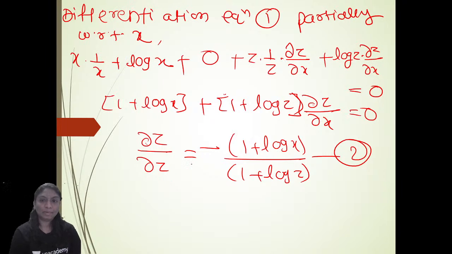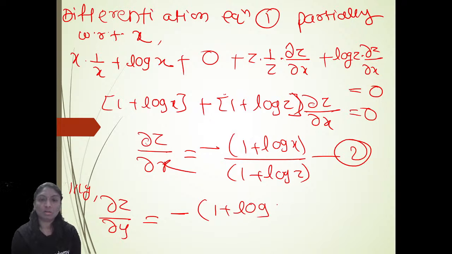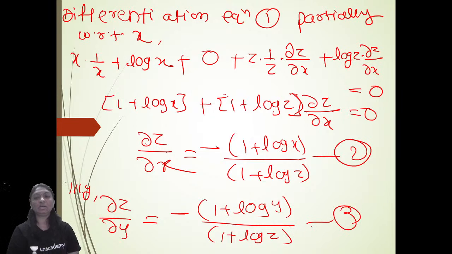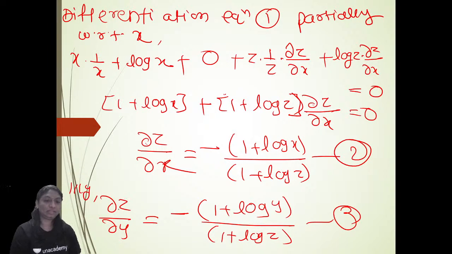So similarly we will get ∂z by ∂y, which is equal to minus 1 plus log y upon 1 plus log z, right? Call this equation number 3. So we will differentiate equation number 3 because ultimately we require ∂²z upon ∂x ∂y. So first we will calculate ∂z by ∂y and then differentiate that ∂z by ∂y with respect to x partially.